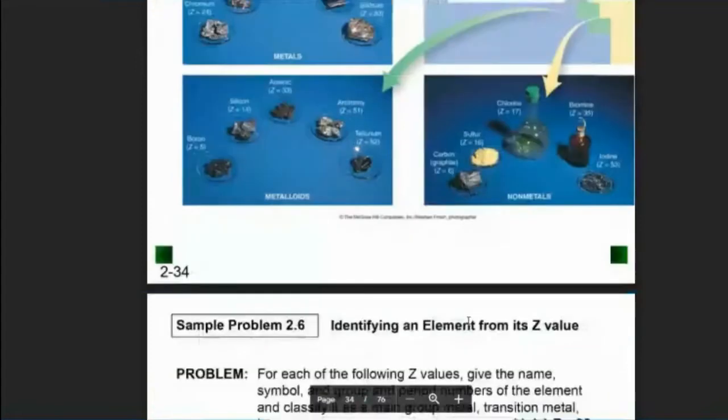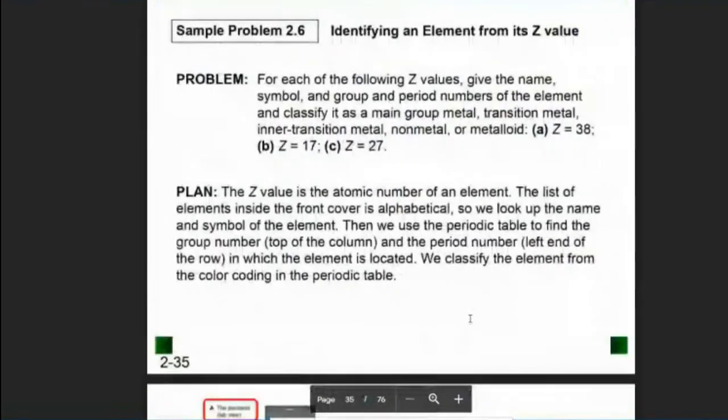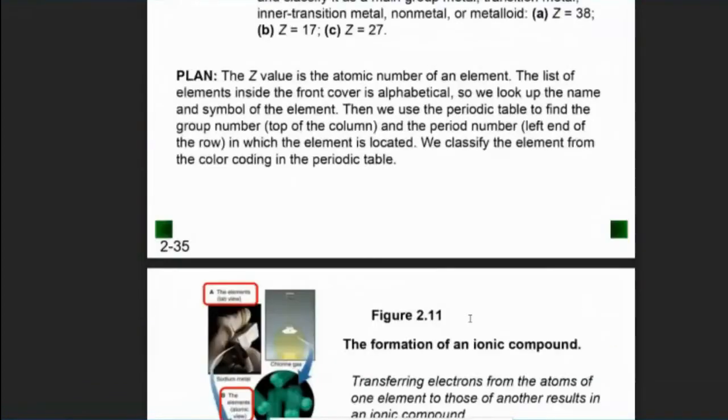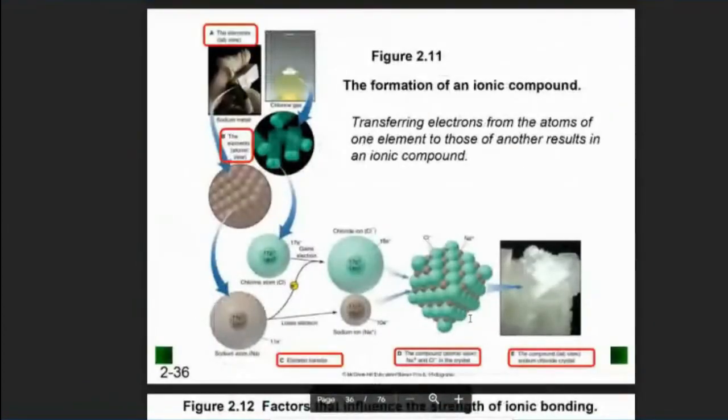And here's some examples. Again, we'll do 2.6 when we meet together. Okay, so this is the formation of an ionic compound. So let's talk about an ionic compound, because it's probably been at least a few months to a year since the last time most of you have seen it, probably longer for a lot of you.